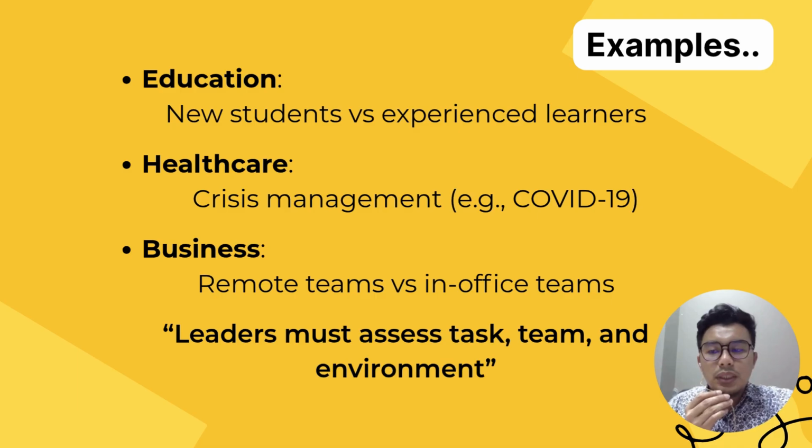The next example is in business. Managing remote teams requires more trust and communication tools, while in-person teams may need closer supervision. Here, we understand that contingency theory reminds us that leadership is situational. The leader must assess the environment, tasks, and team readiness before acting.